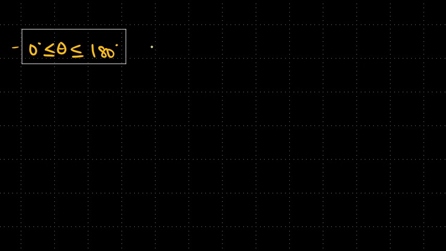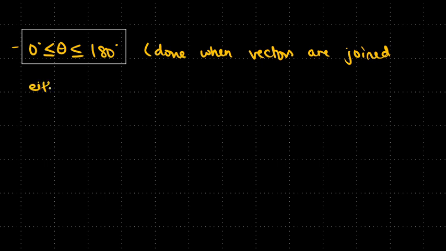Also, this can be done when vectors are joined either by head and head, or tail and tail.